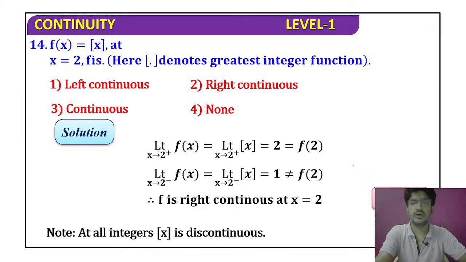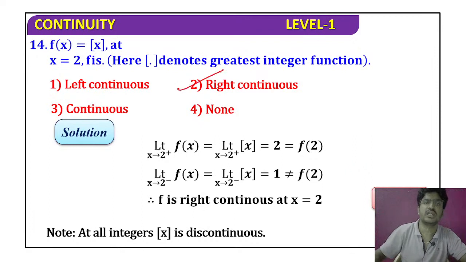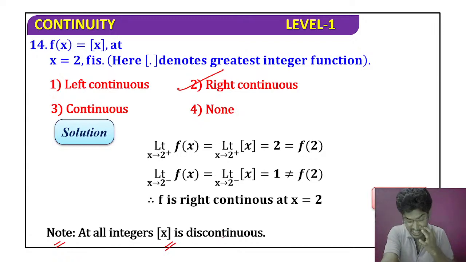So therefore the answer key is 2, right continuous. Clear? And note, remember, at all integers the greatest integer function is discontinuous.